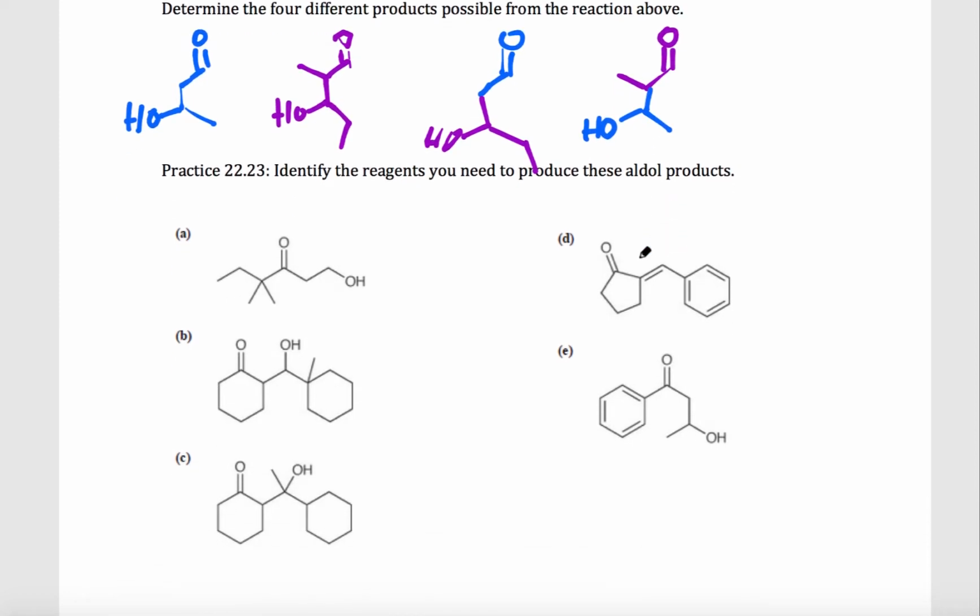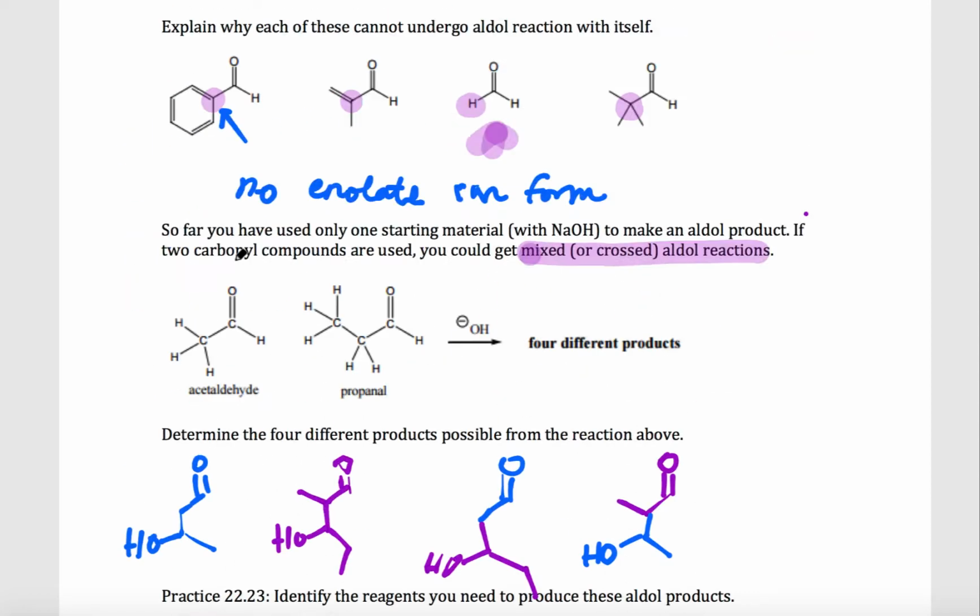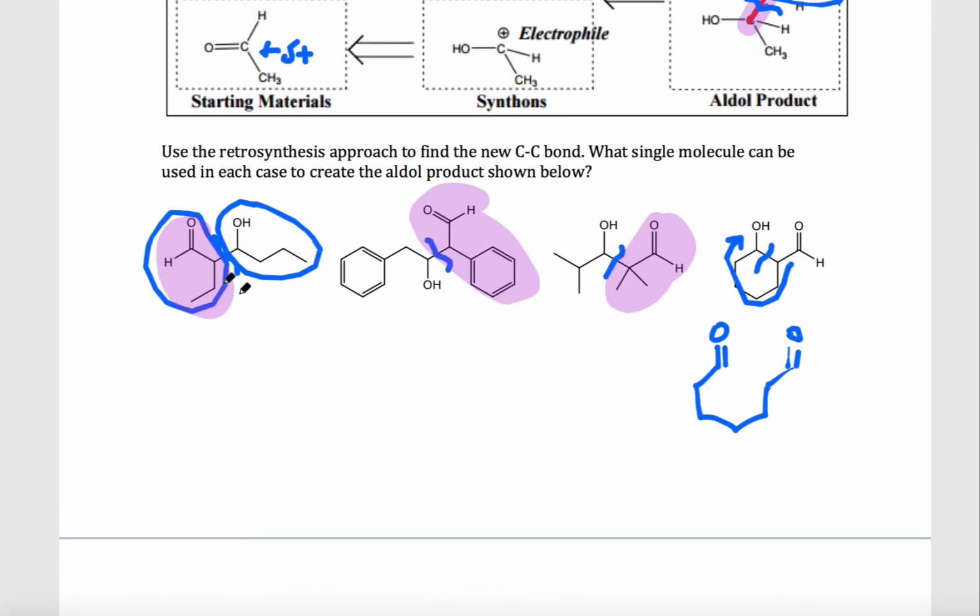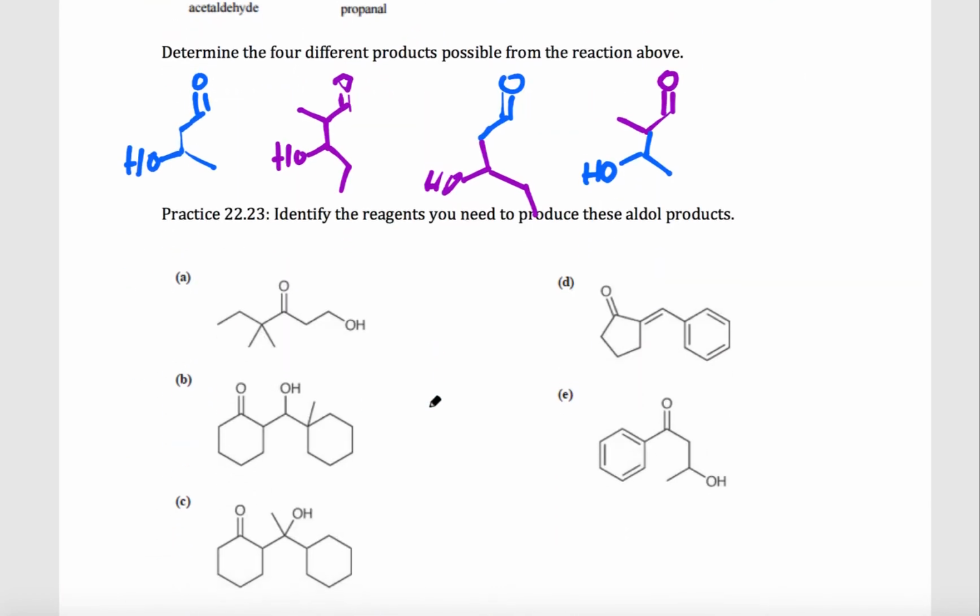So let's try practicing all that. And these are working backwards now. So what are the reagents you need to produce these mixed aldols? Or maybe they're not mixed, I'm not sure. We'll have to find out. Okay, so let's take A. We're going to do the same thing we did before here, but instead of getting the same aldehydes or ketones, we might get different ones. So let's see what happens here.